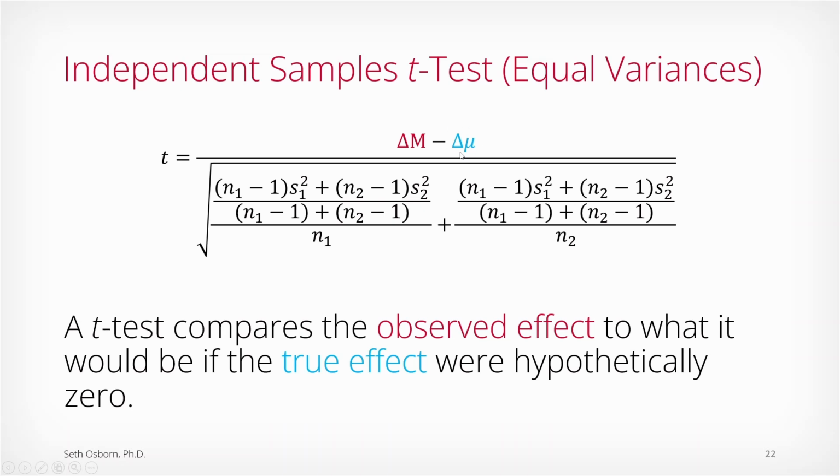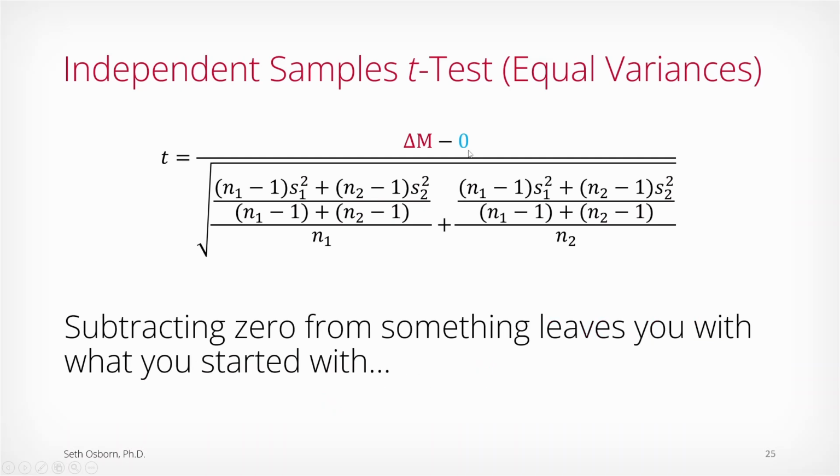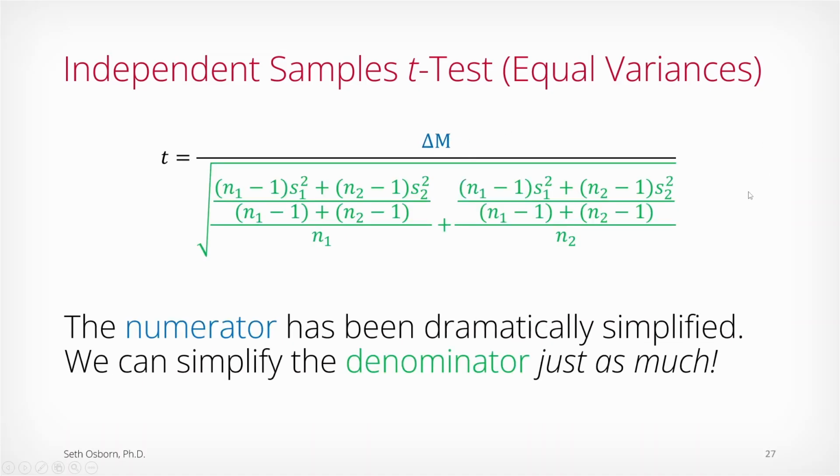And in a standard t-test, we're assuming that this is 0. That's just kind of the logic of null hypothesis significance testing. We typically think, how big is this effect compared to 0? So if we're testing whether the observed effect is, quote, significantly different from 0, we could just drop this term entirely. We could put a 0 there. And whenever you subtract 0 from something, you're left with what you start with. So this right term can just drop off entirely. Okay, so I've done a lot to simplify the numerator to a single term, just the mean difference.